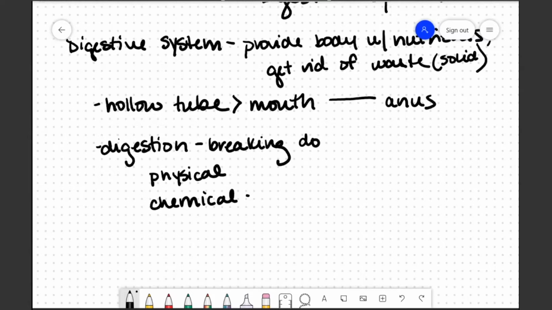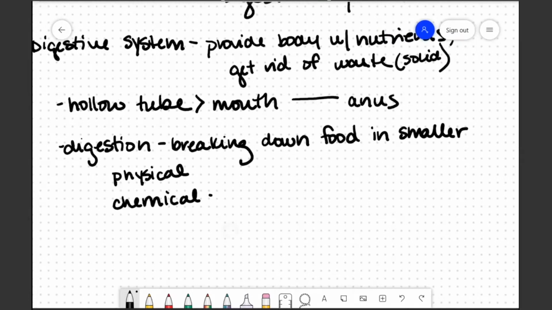So as we're breaking down our food and putting it into smaller particles, we can actually get the nutrients that we need. Particles, items, stuff, pick a term. There are two types of digestion: physical and chemical. Physical is going to be any kind of chewing, churning.